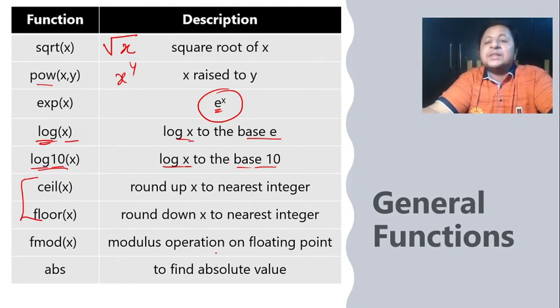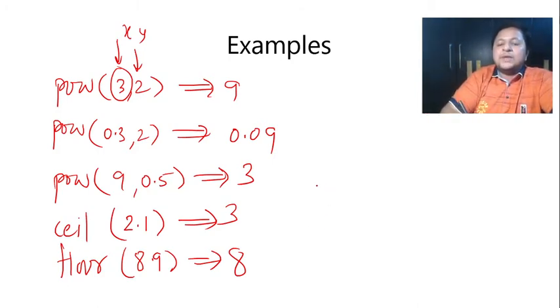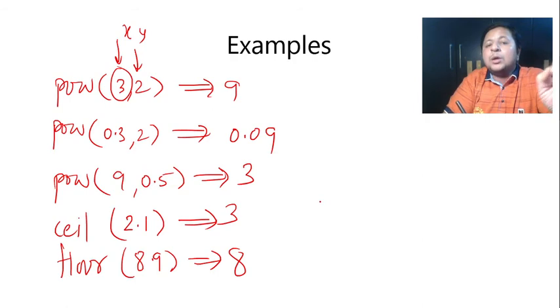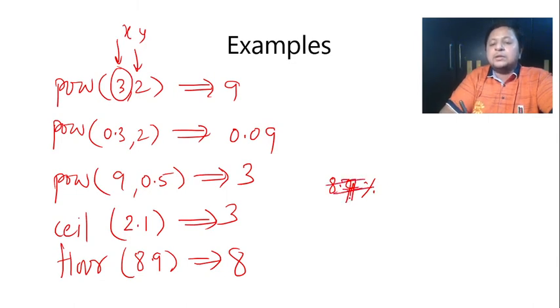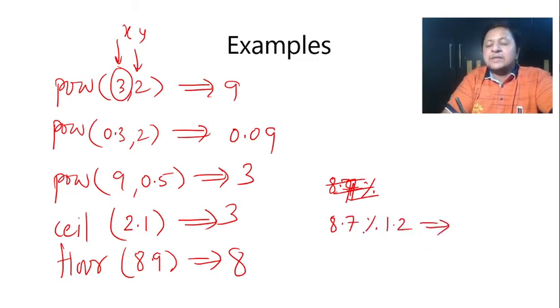Now what we are left with is fmod. Fmod is for finding the modulus. If you remember, we used the percent sign as a remainder operator, but there is a constraint that it cannot work with floating point. So for example, let's say 8.7 mod 1.2. Now ideally 12 7s are 84, so ideally it should be 0.3, but this will be invalid. You know why? Because my percent operator, my modulus operator, remainder operator cannot work with fraction values.